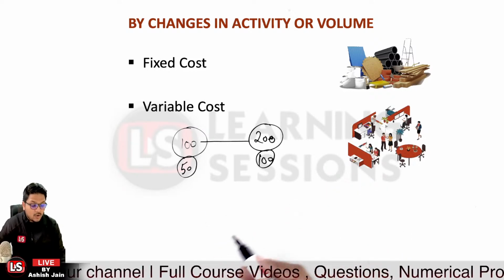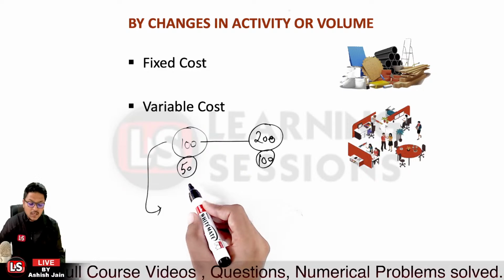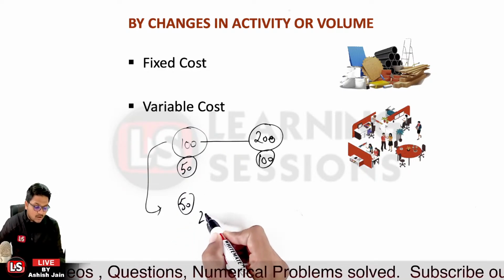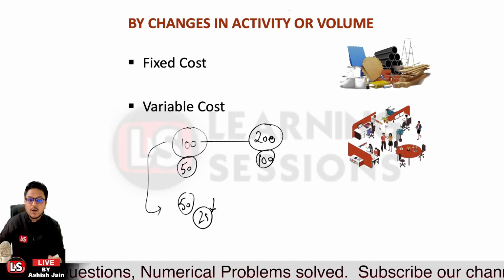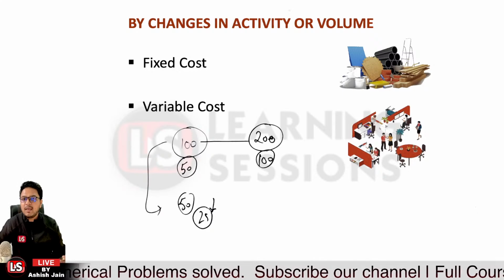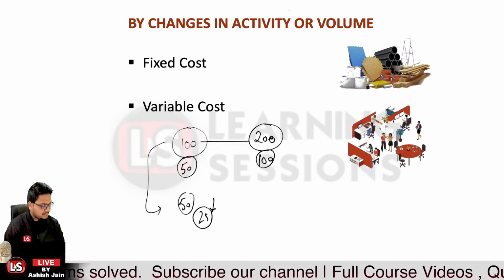The other case could be that previously we were producing 100 units, and now we are manufacturing only 50 units. Now our material cost will lower down. So that is a variable cost, because it is varying with the activity or the volume being manufactured.